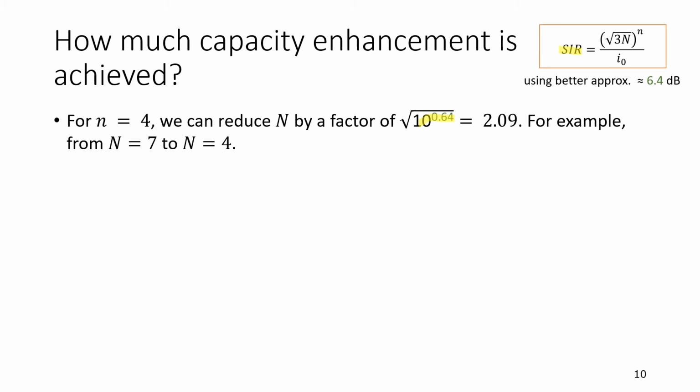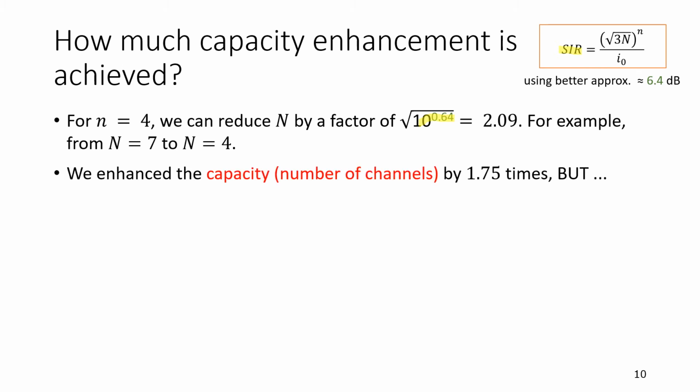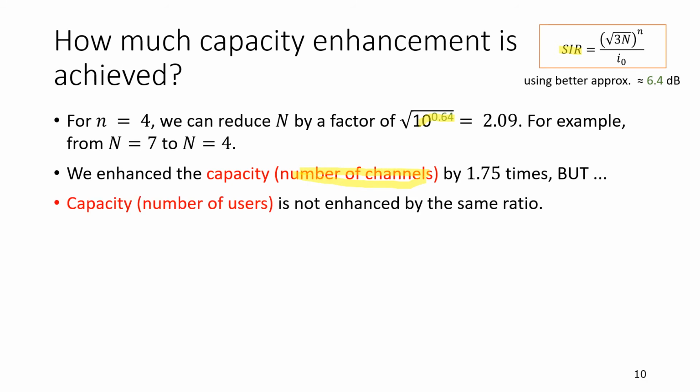But you have to be careful because we don't pick any number for n. We cannot take 8, so the closest is we go from 7 to 4. We have reduced n by a factor of 4. So we have enhanced the capacity, the number of channels, by a factor of 1.75. 1.75 is 7 divided by 4. But you have to be careful because what we enhanced is the number of channels, but not the number of users.